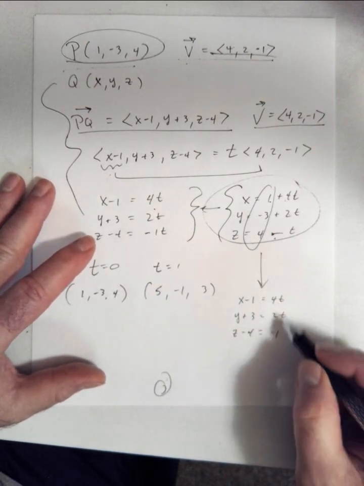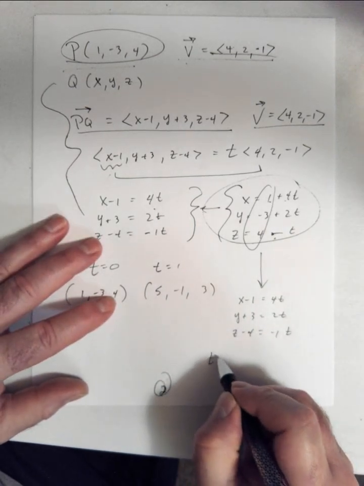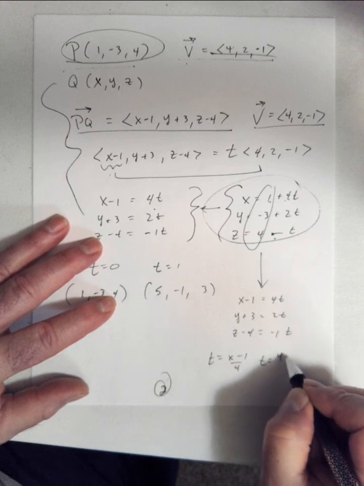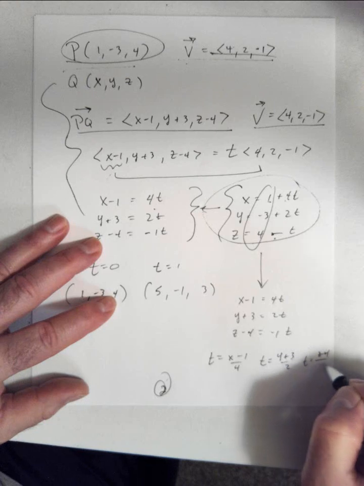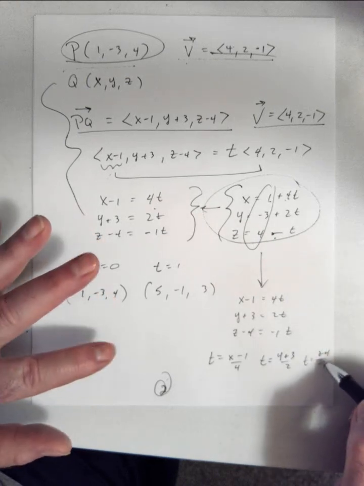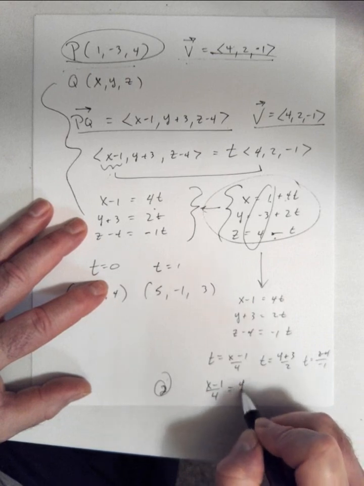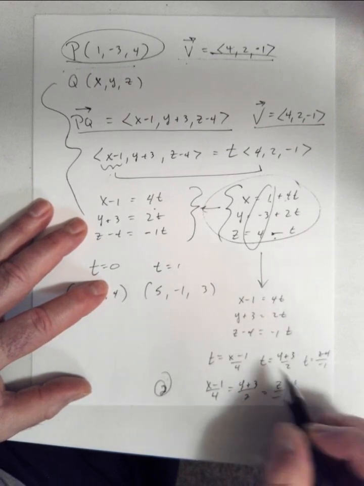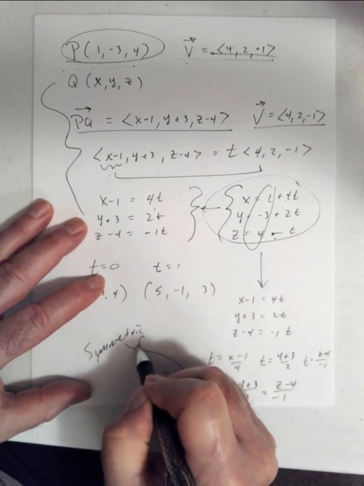And then solving each of these for t, which is how we would eliminate it, t is equal to x minus 1 over 4, t is equal to y plus 3 over 2, t is equal to z minus 4 over negative 1. And since these are all equal to t, they are all equal to each other. That is called symmetric form.